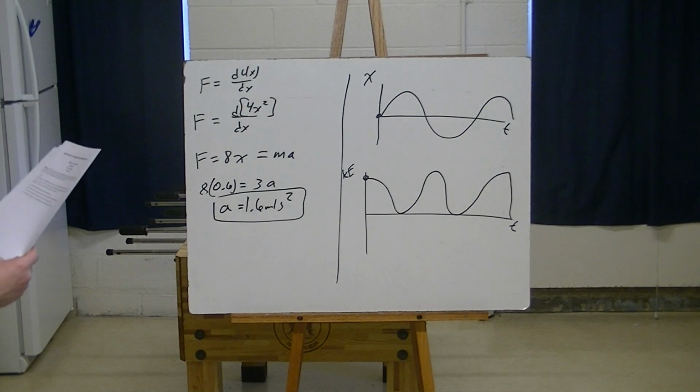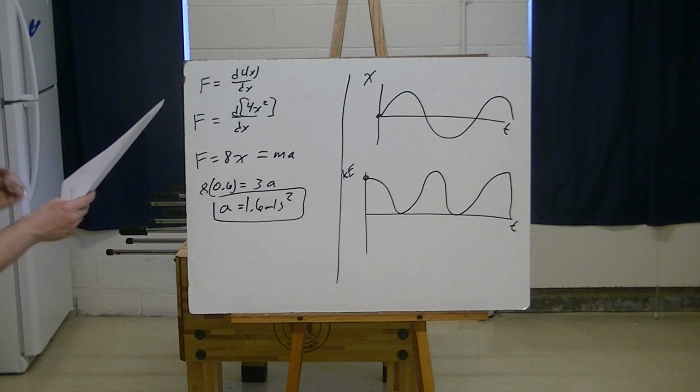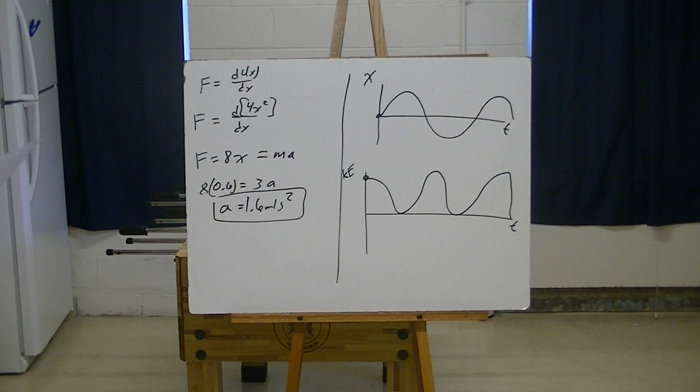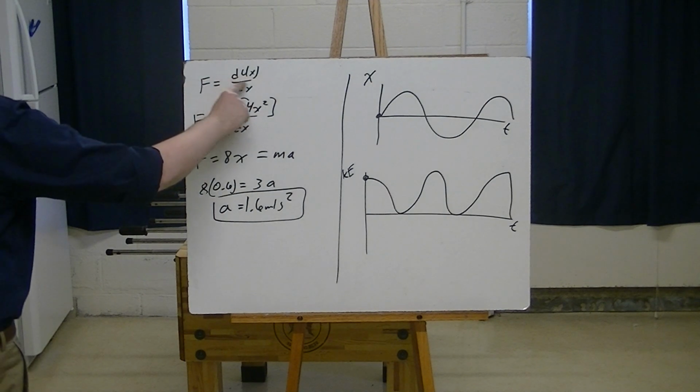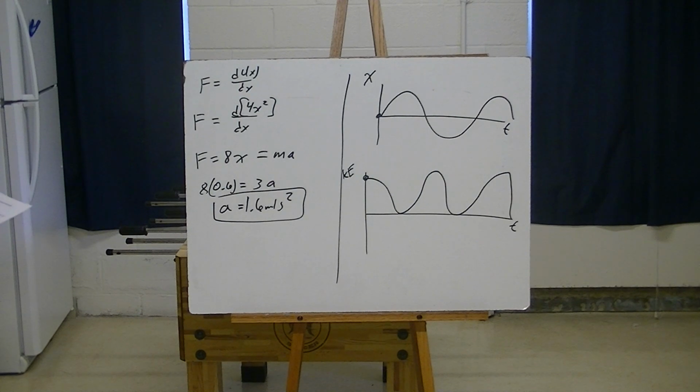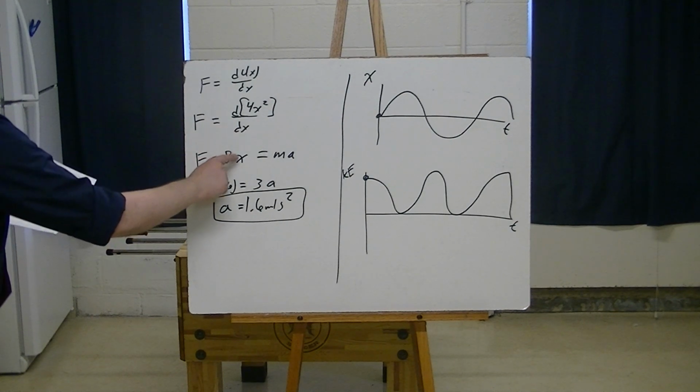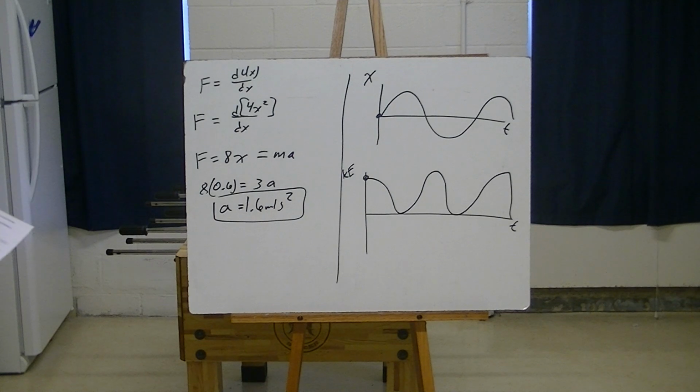Now what they wanted us to do, calculate the magnitude of the acceleration of the object as it passes through 0.6 meters, okay? If you have a force versus displacement graph, so force on the y-axis, displacement on the x-axis, the area under that curve is going to be the energy. So if I take the derivative of the energy, I get the force. So what I'm doing here is I'm taking the derivative of the potential energy of 4x squared to figure out the force being applied to this object. I get 8x is equal to mass times acceleration.